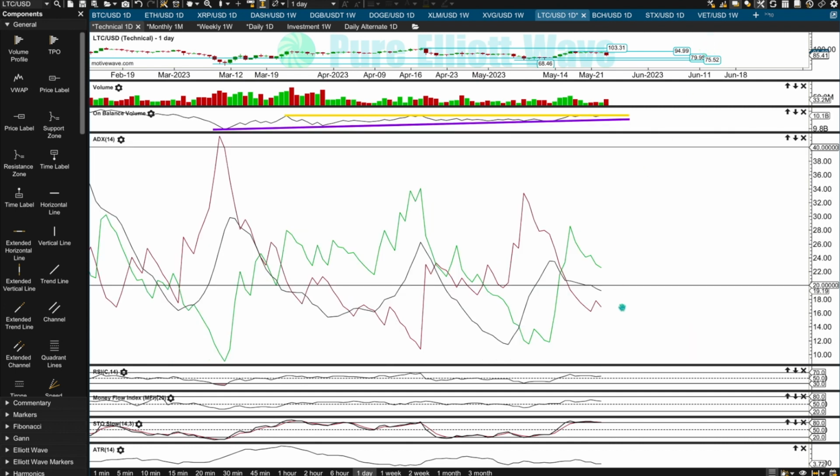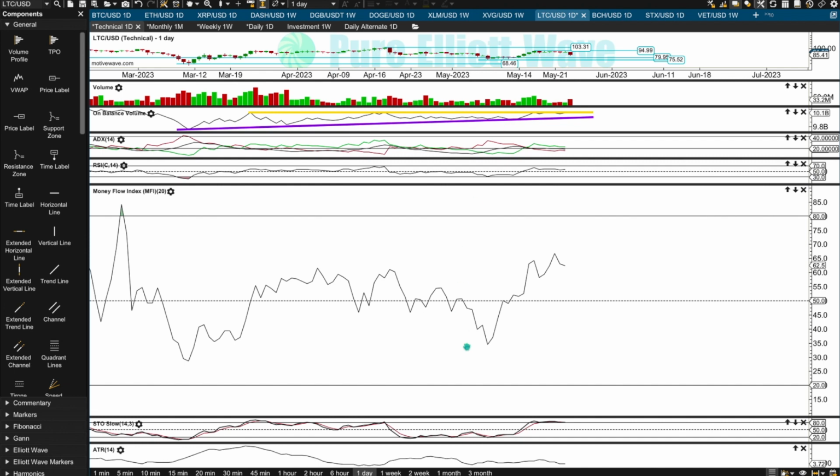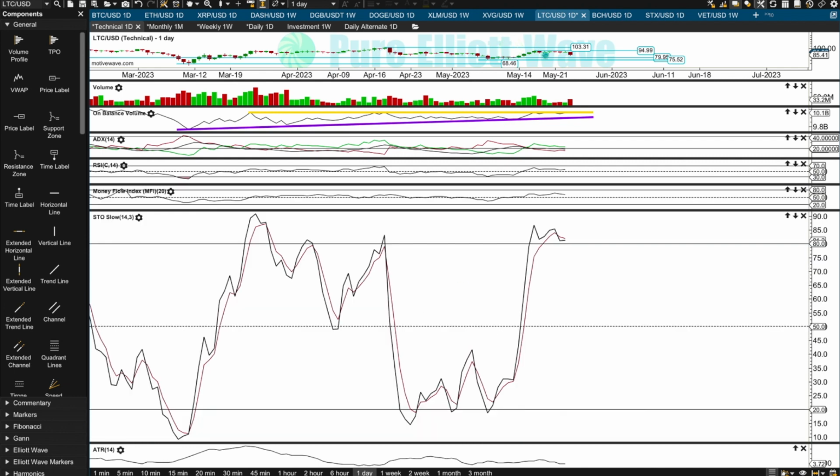ADX at this time frame as well is declining. There's no clear trend. Money flow is also neutral. Stochastics is overbought. Price is returning from resistance. Let's expect, using a model of stochastics with support and resistance, for price to continue on a downward swing until it reaches support 79.95 or 75.52. And that model overall agrees with the short-term Elliott wave count.